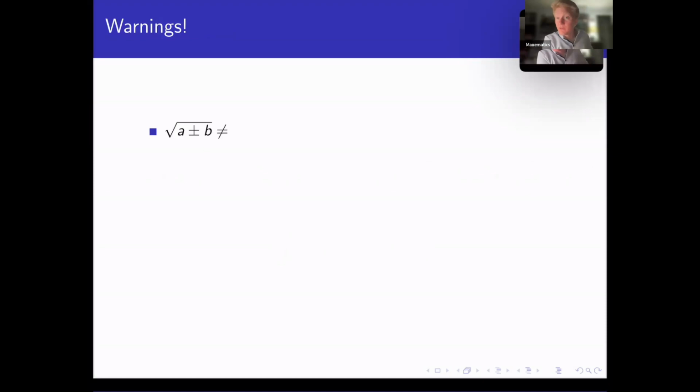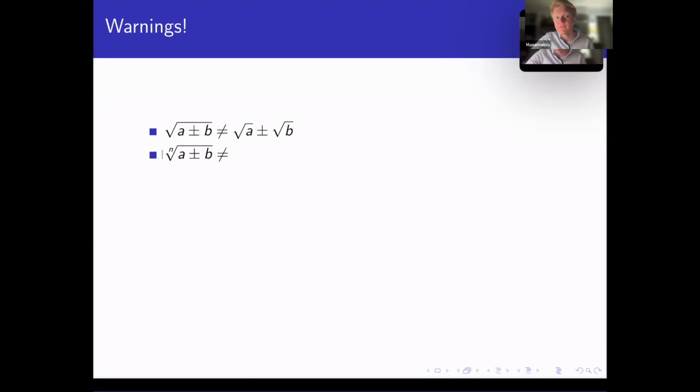Okay, some warnings before we move on to the next part. Some warnings of things you're not allowed to do. We've said that we can split up multiplication and division. We cannot split up addition and subtraction. So square root of a plus or minus b is not the square root of a plus or minus the square root of b. Big no-no. We can split up multiplication. We cannot split up addition, subtraction.